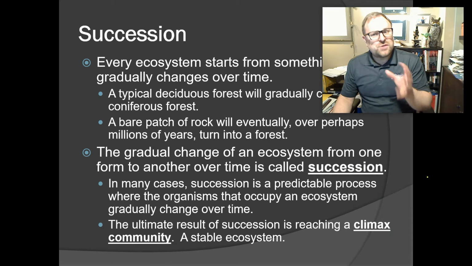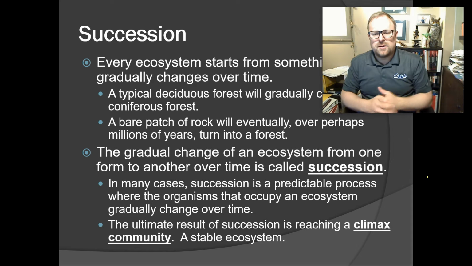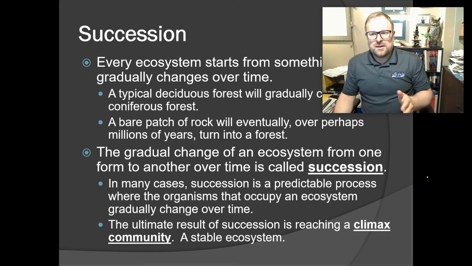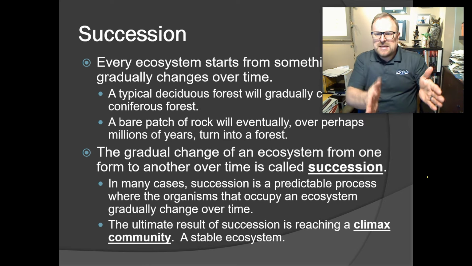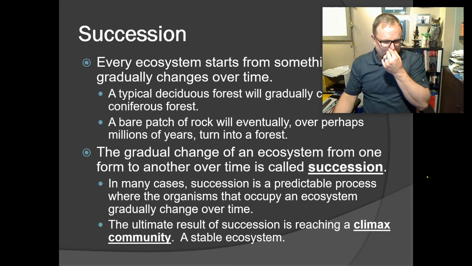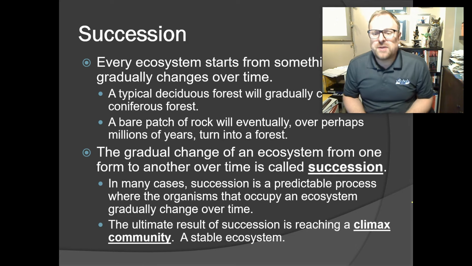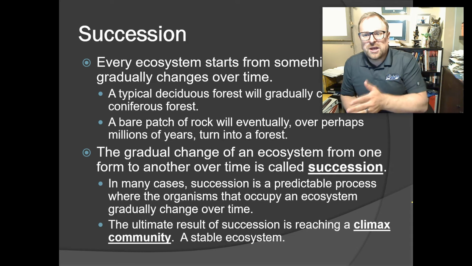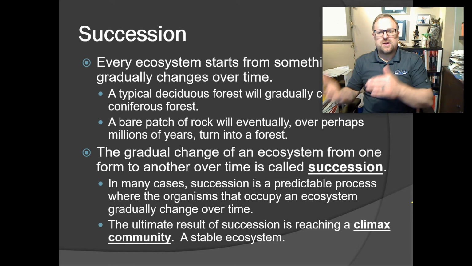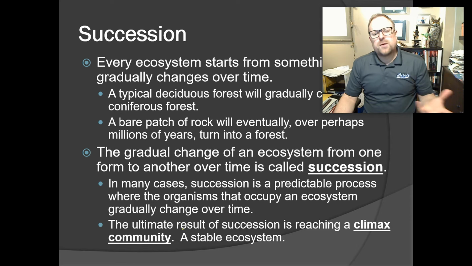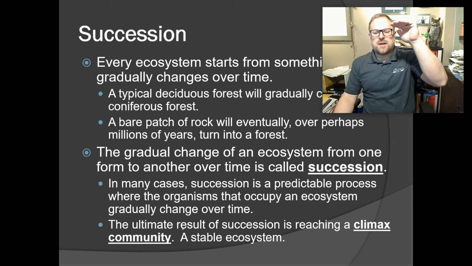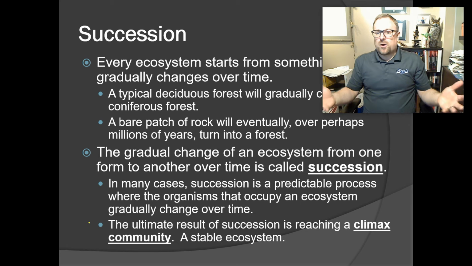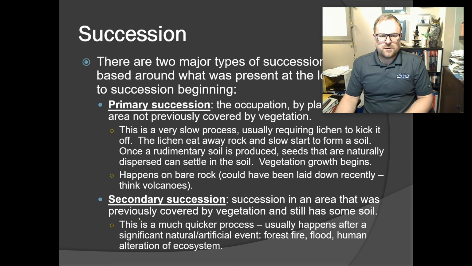The gradual change of an ecosystem from one form to another is called succession, right? This form is succeeded by this form, which is succeeded by this form. In many cases, succession is predictable, where the organisms that occupy an ecosystem gradually change as time goes by, as the ecosystem shifts from beginning to end. The ultimate result of succession is reaching what we call a climax community, a stable ecosystem that our old growth forests here in Alberta would be considered to be.